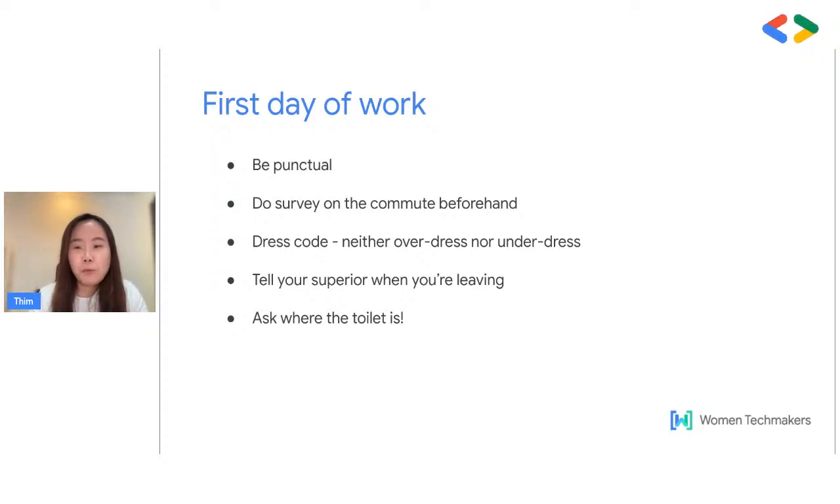Okay, so if you are working from office, you might want to do a survey on the commute beforehand. What I will do is spend a weekday going around the office during working hours. I'll note down the driving distance and the total time in traffic, and check if there is a better route. If you are taking public transport, you can find information online and try it on a weekday as well, just to make sure it won't go wrong on your first day of work.